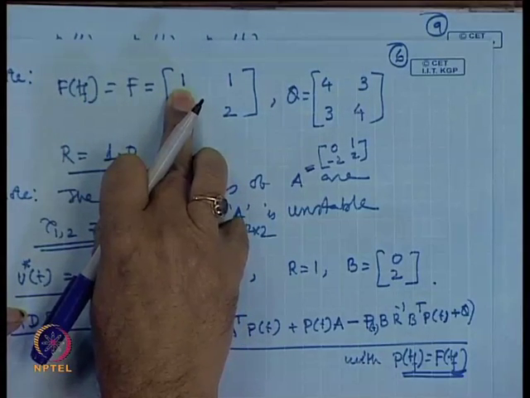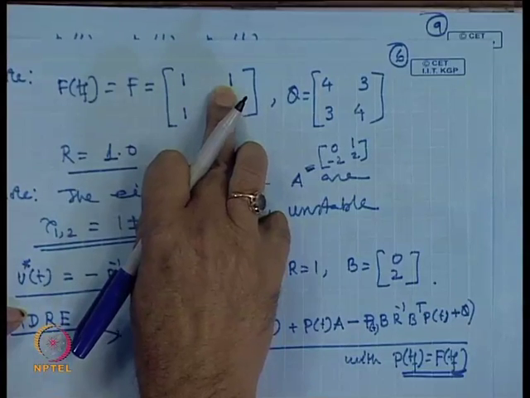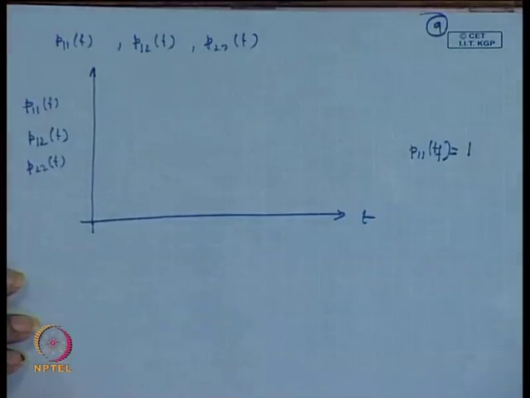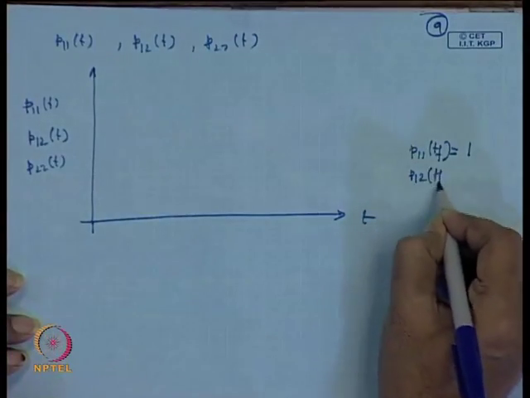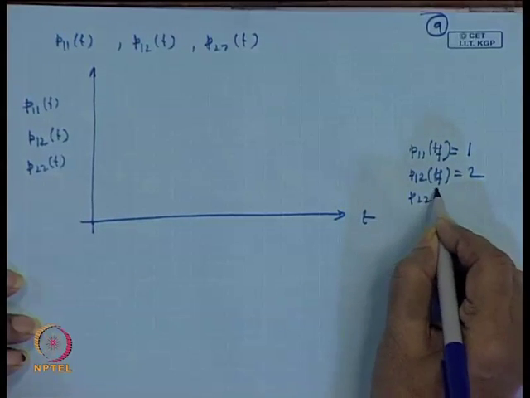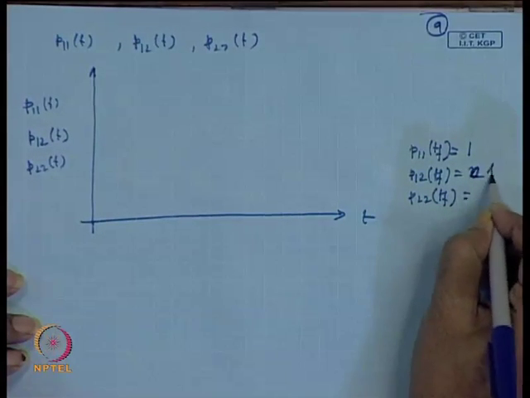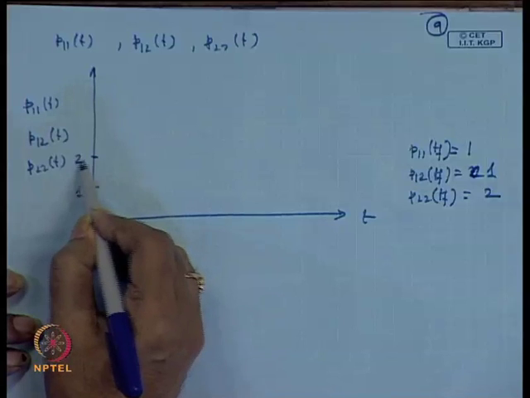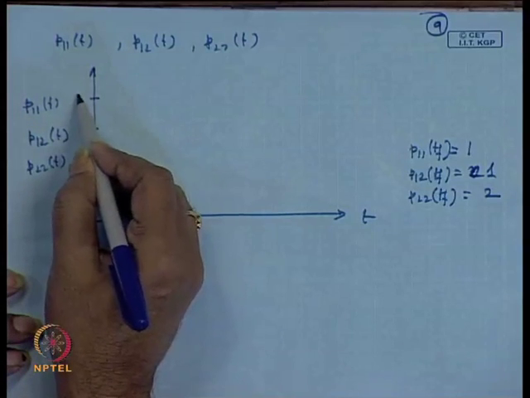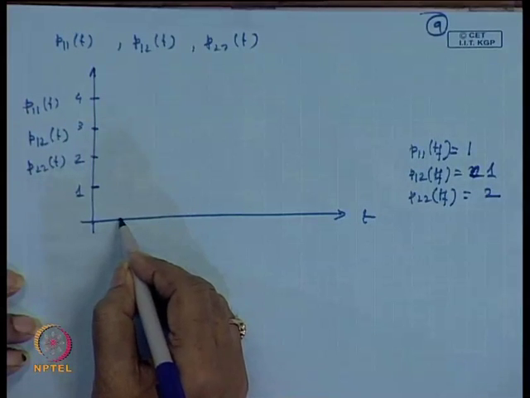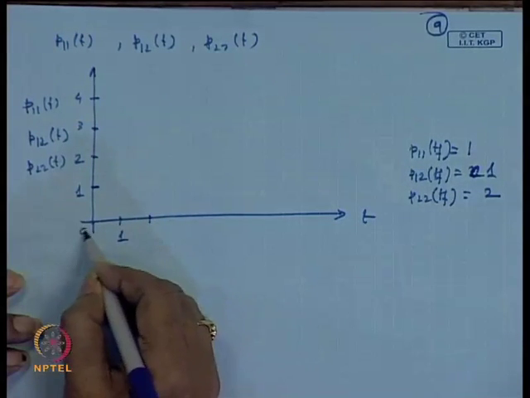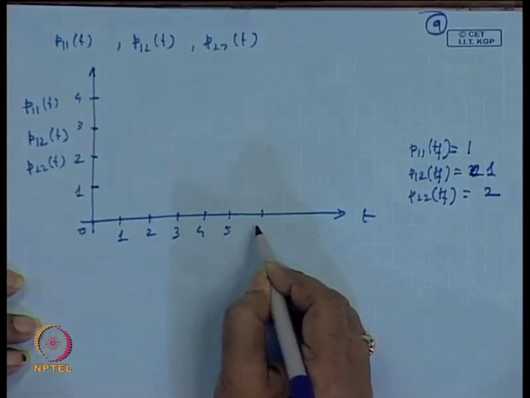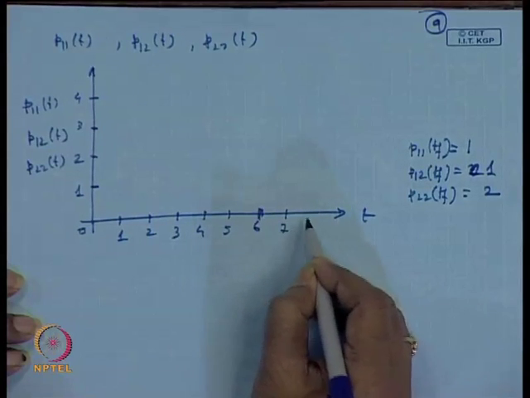So P11(Tf) is equal to 1, P12(Tf) is equal to 1, and P22(Tf) is equal to 2. Let us mark the axis: this is 1, this is 2, this is 3, this is 4, and on the time axis 1, 2, 3, 4, 5, 6, 7, and in this way.